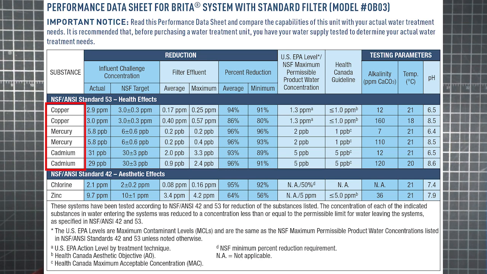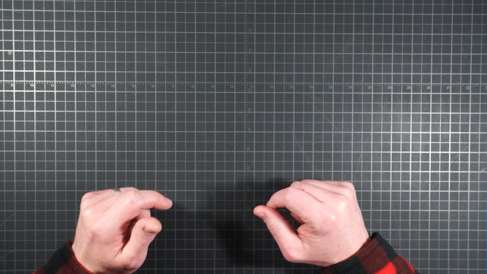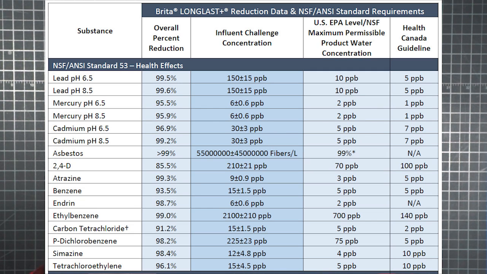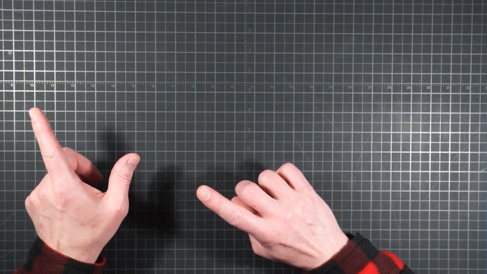The only NSF 53 substances certified are copper, mercury, and cadmium. Now, here's page 1 of the datasheet for Brita's Long Last filter. You've got everything here from lead, mercury, and cadmium to things like asbestos, benzene, and carbon tetrachloride. So that's a lot of additional creepy stuff that the standard filter doesn't treat. But notice that copper is missing. Just because you have a better filter that reduces more types of substances does not mean it automatically covers everything that the lesser filter did.